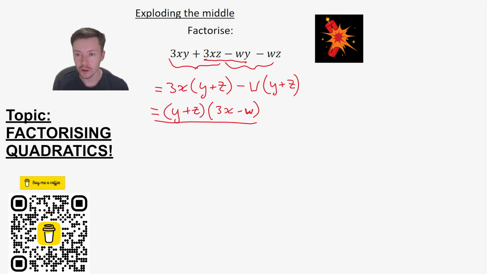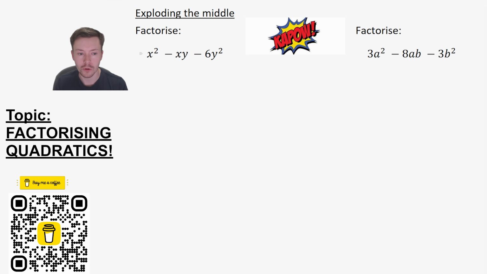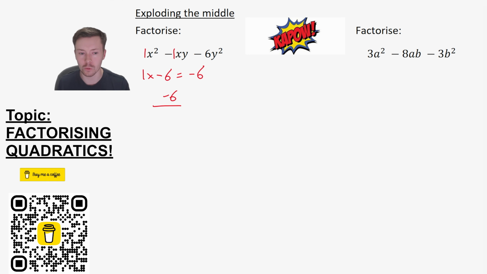Okay, and then the final things to have a look at are these two types of questions. So we've got here x squared minus xy minus 6y squared. Now we've got two variables, we've also got some numbers in there. That doesn't matter. It works in exactly the same way. So let's call that 1x squared minus 6. So we do 1 times negative 6, which gives us negative 6. So we're looking for factor pairs of negative 6 that add to give negative 1, because that's our coefficient of that middle term there.